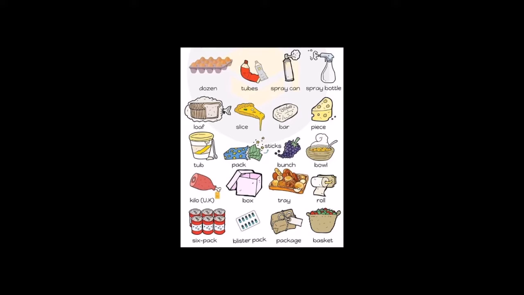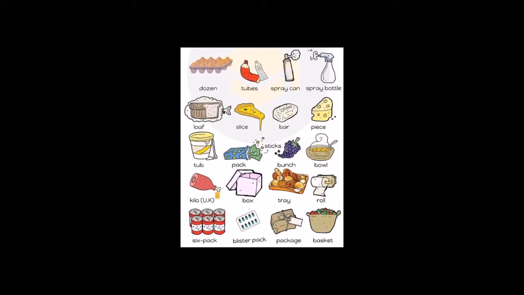Then we have the rolls, the six pack, which is a group of 6 elements of the same kind. We have the blister pack, which is usually used for medicine, right? For pills, for example. Then we have a package, which is something that we send to others. And a package can have the shape of either a box or can be just a big envelope.